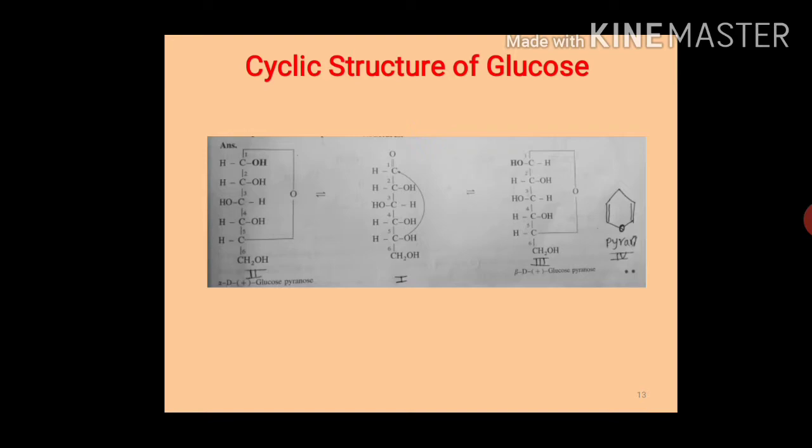Therefore, it is a 6-membered ring. It is called as pyranose structure in analogy with the 6-membered heterocyclic compound pyran, that is structure fourth. Hence, glucose is also called as glucopyranose.